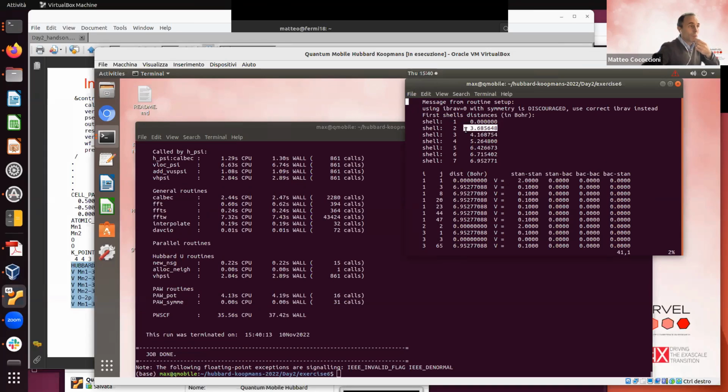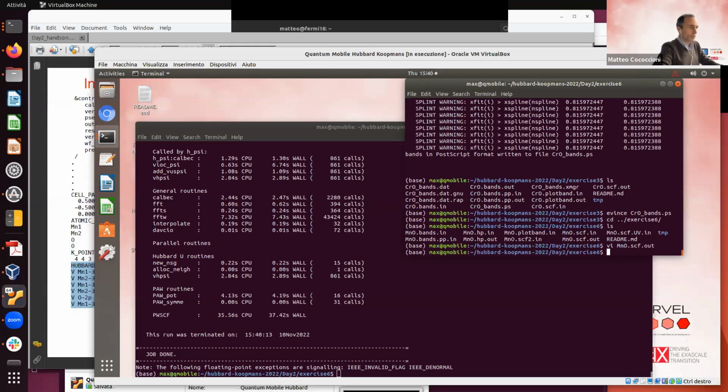So I didn't get the nearest neighbor. Still, I don't know what is the index of the nearest neighbor. So what do I do? An easy thing that I can do is to use the HP code to get that information.